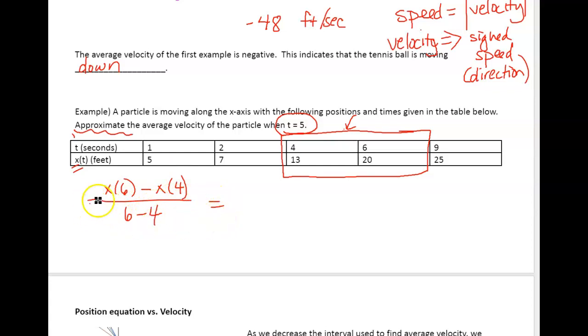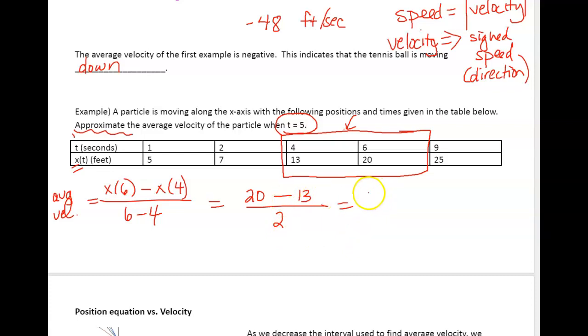So this is average velocity. X of 6 is 20, so they're giving us our values. X of 4 is 13. I want you to start getting used to writing your notation, because when we do our free response questions, this is what you get points for. So the better you are at writing your notation and not just the answer, the more points you get.